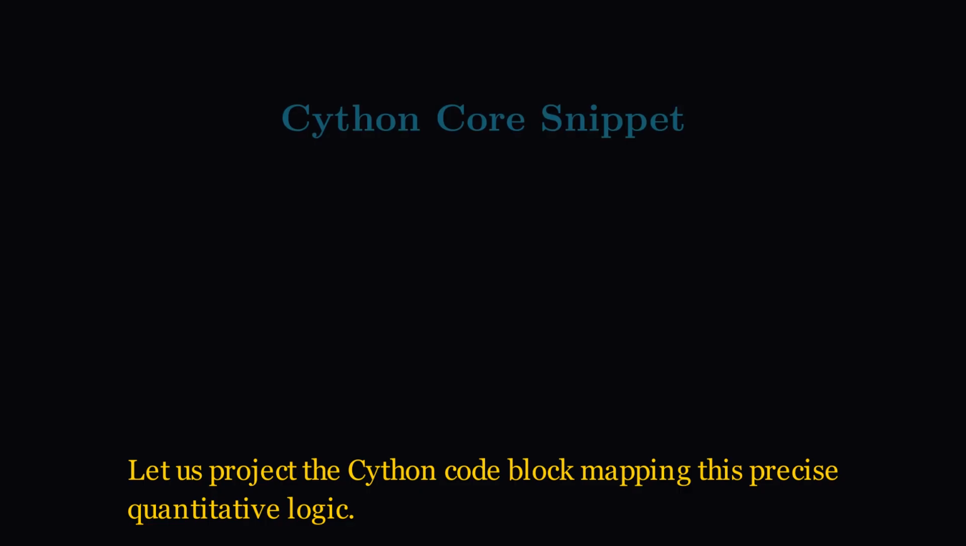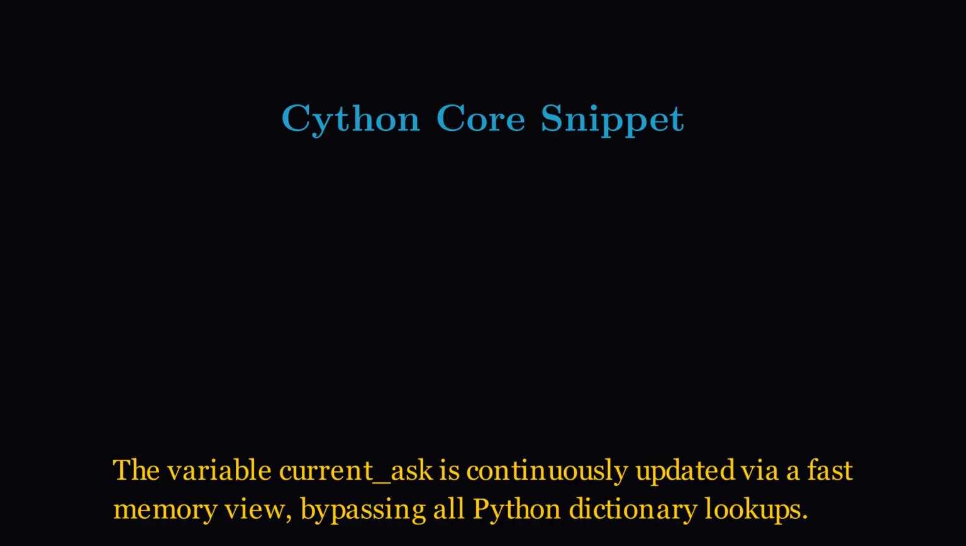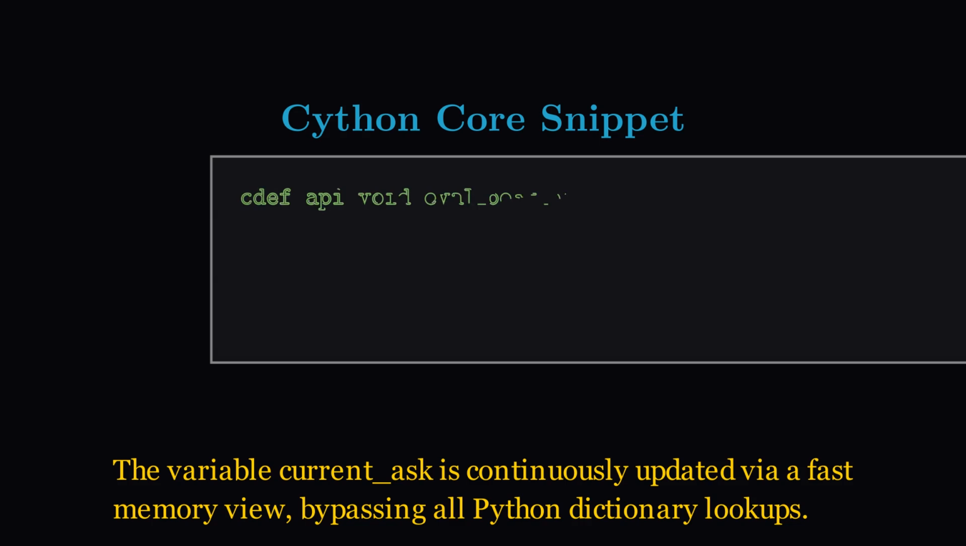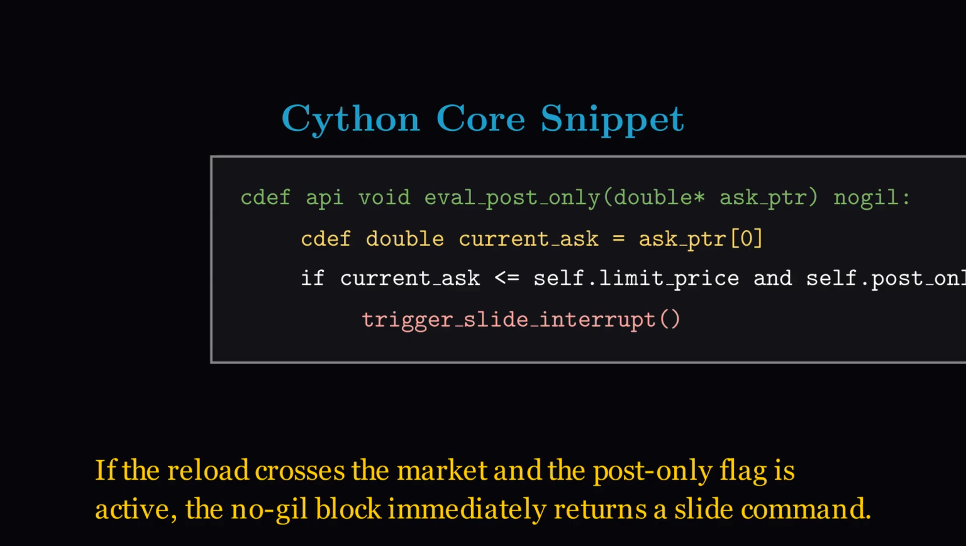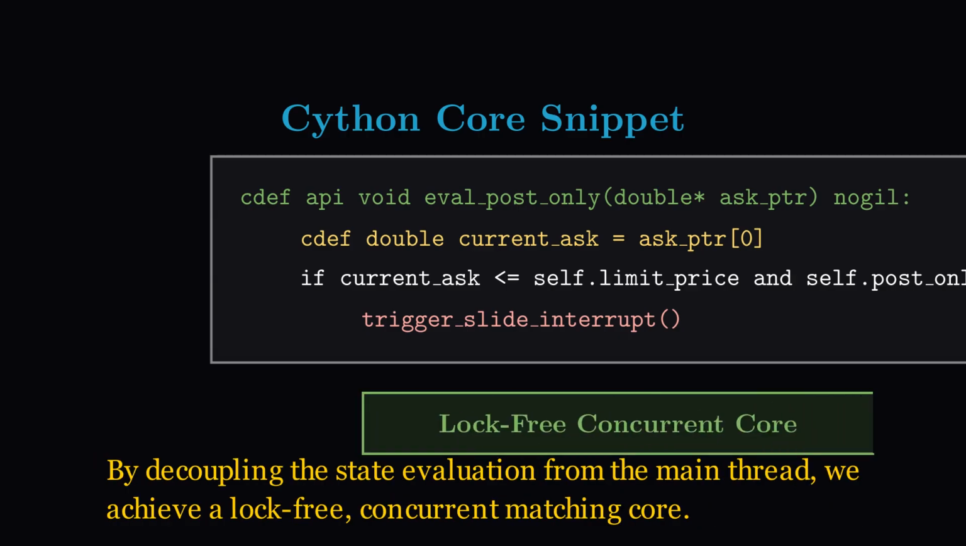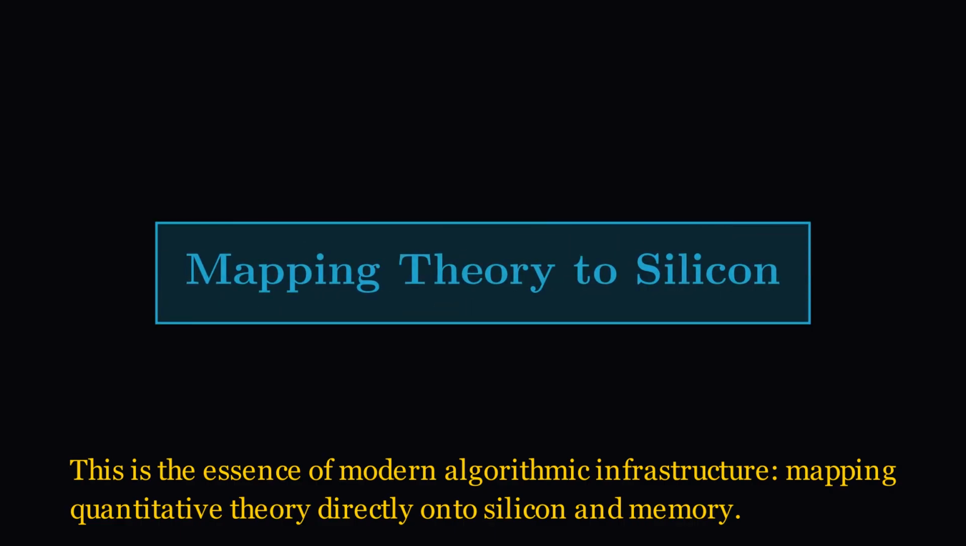Let us project the Cython code block mapping this precise quantitative logic. Notice the cdef API declaration, exposing the C-level function directly to the Python asyncio loop. The variable current_ask is continuously updated via a fast memory view, bypassing all Python dictionary lookups. If the reload crosses the market and the post-only flag is active, the nogil block immediately returns a slide command. By decoupling the state evaluation from the main thread, we achieve a lock-free, concurrent matching core. This is the essence of modern algorithmic infrastructure, mapping quantitative theory directly onto silicon and memory.